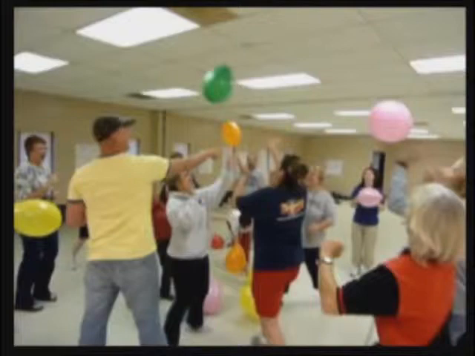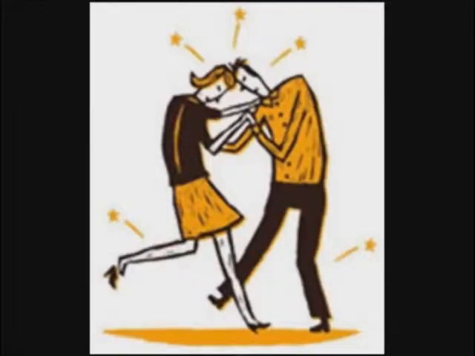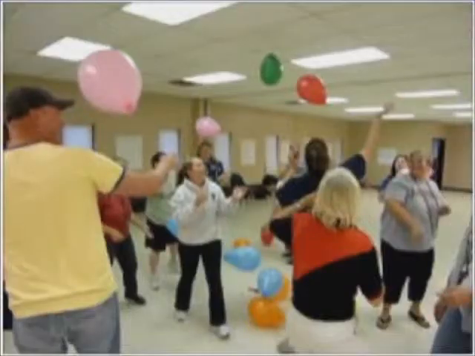The object of Balloon Frantic is to keep your balloon afloat. You want to be careful for the possibility of bumping elbows, quick or sudden movements, and frustration by some participants. In Variation 1, the directions are simple.